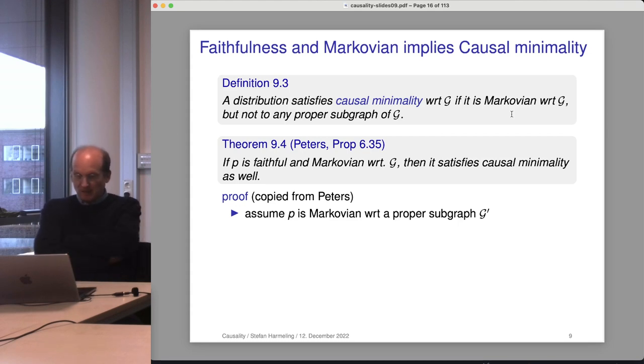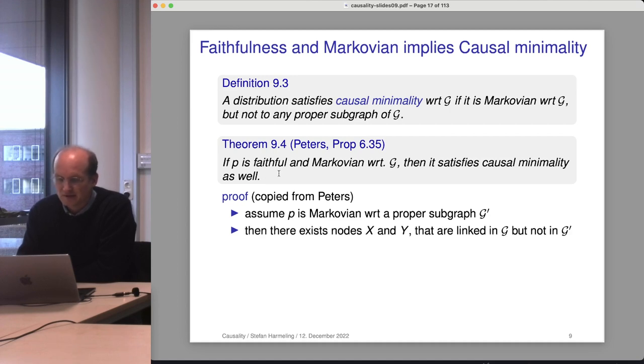Here's a proof that I copied from the book. So suppose my distribution is Markovian, and let's assume it's Markovian with respect to a proper subgraph of G, okay? I want to prove that causal minimality must hold if I'm faithful and Markovian with respect to G. So if causal minimality holds, then it shouldn't be Markovian with respect to a proper subgraph. So let's assume that it's Markovian with respect to a proper subgraph, and then we show that one of these things is violated.